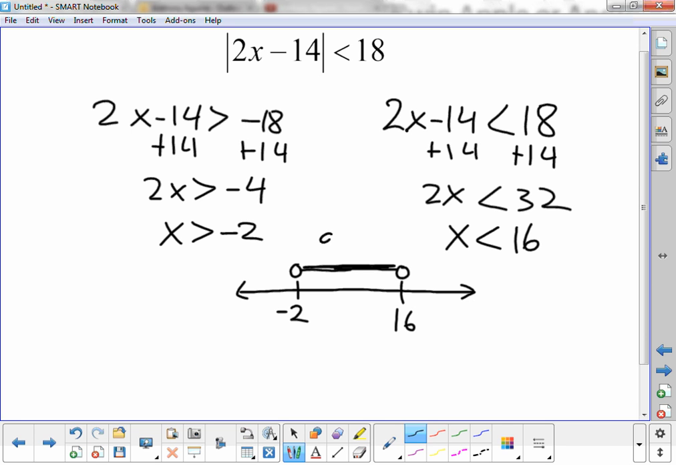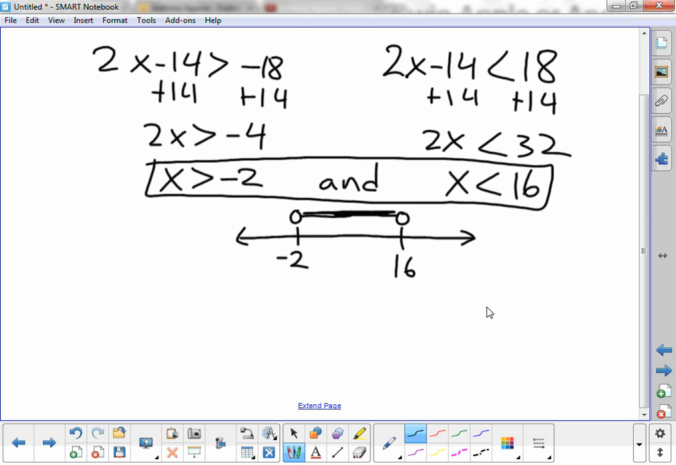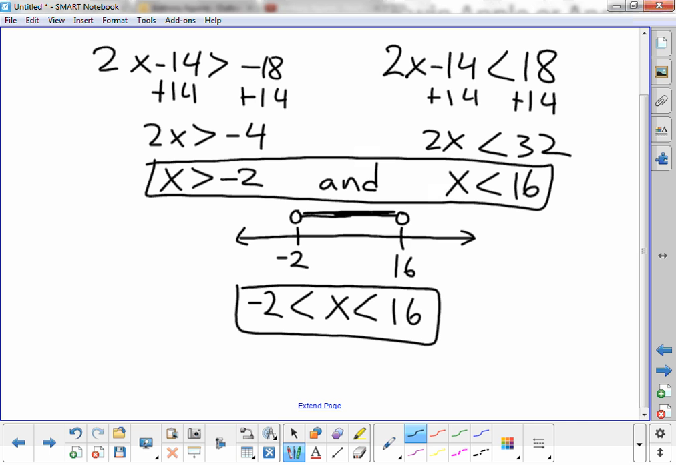So this is an and. Technically, this is correct. Some books and teachers do want you guys putting this together into one big inequality, which will look like this, with the x in the middle. Bigger number here, smaller number here. X is greater than negative 2, so that symbol will go there. And your x is less than 16, so that symbol goes that way. And that's how you would put it together. Know how to write it in either one of these forms, and you should be good to go.